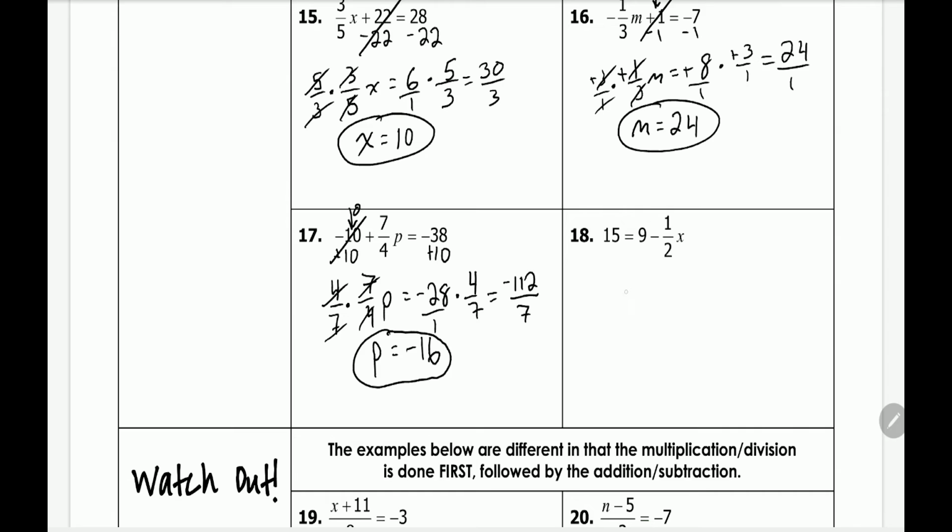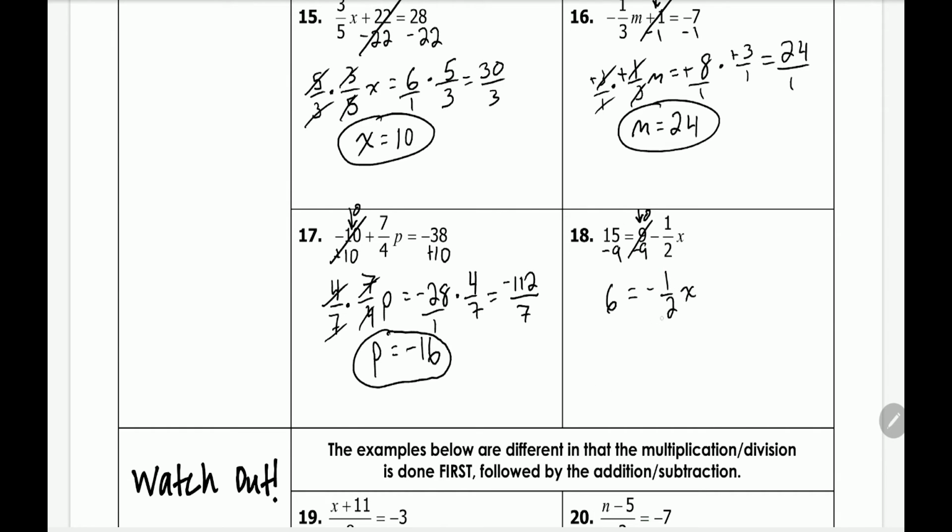Number 18, we have 15 is equal to 9 minus 1 over 2x. We have to get rid of this constant, so we have to subtract 9 from both sides. 15 minus 9 is 6 is equal to, this goes to 0. We're left with negative 1/2 x.